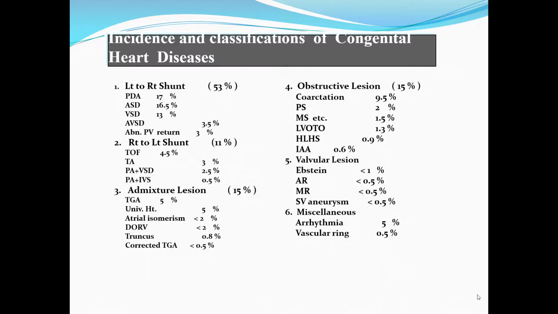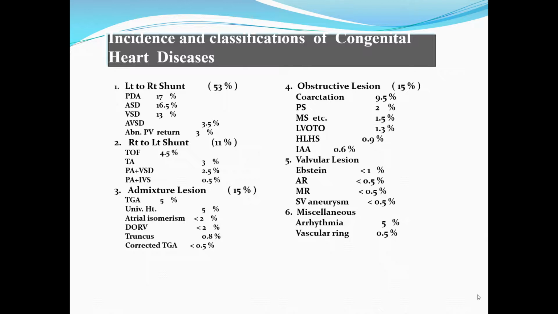Obstructive lesions. In some conditions we have just obstruction, for example, either to the right side or to the left side of the heart. Left side obstruction, for example, coarctation of the aorta. I mean, in the pathway of afterload of the left side, there is some obstruction or some stenosis, like coarctation. While on the right side, for example, pulmonary stenosis.